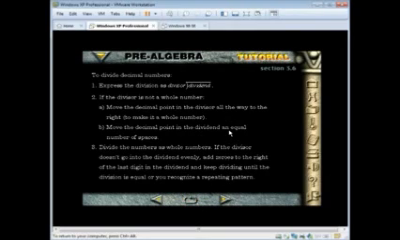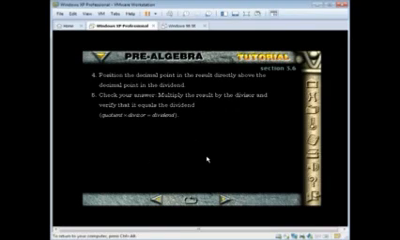If the divisor doesn't go into the dividend evenly, add zeros to the right of the last digit in the dividend and keep dividing until the division is equal, or you recognize a repeating pattern. 4. Position the decimal point in the result directly above the decimal point in the dividend. 5. Check your answer. Multiply the result by the divisor and verify that it equals the dividend. Quotient times divisor equals dividend.